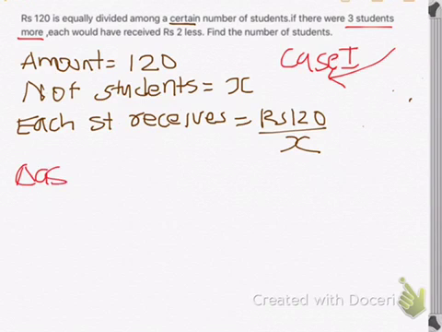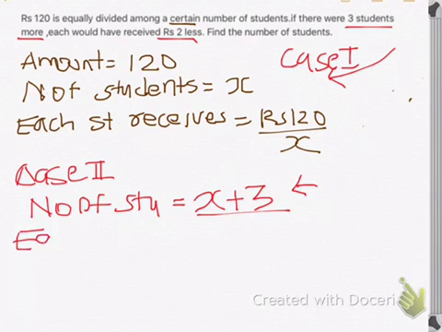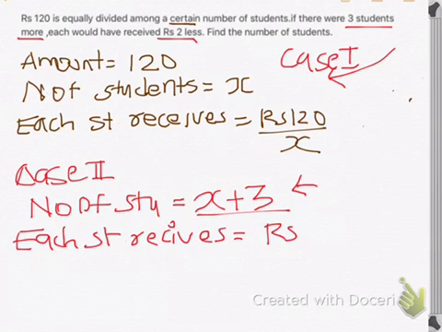in case 2, the number of students is equal to X plus 3, which is 3 more than in case 1. It would have received 2 less. So if we divide rupees 120 among X plus 3 students, each student receives rupees 120 divided by X plus 3, because it is divided among X plus 3 students.